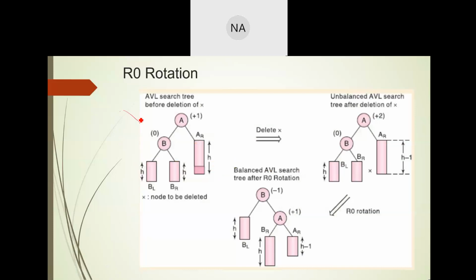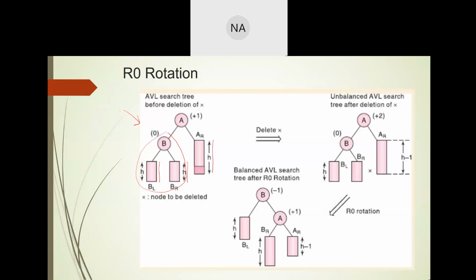So this is the tree. You can see that the height of BL, the left subtree of node B, is H, the height of BR is also H, and the height of AR, the right subtree of A, is H. So the height of the left subtree of node A is H plus 1, so its balance is plus 1.